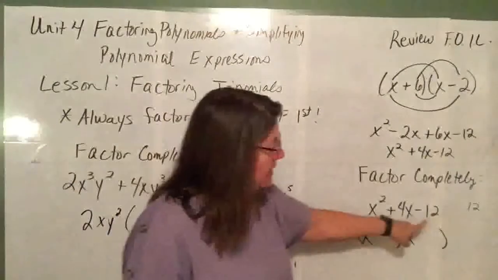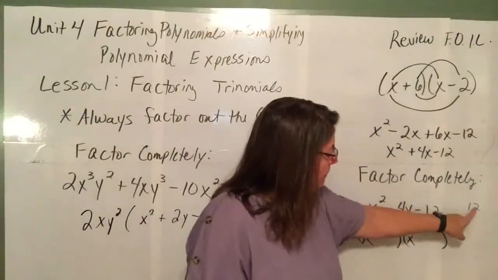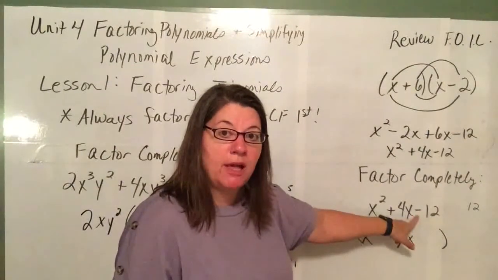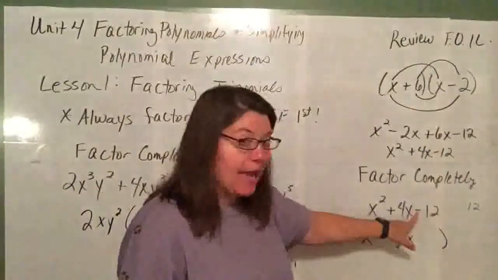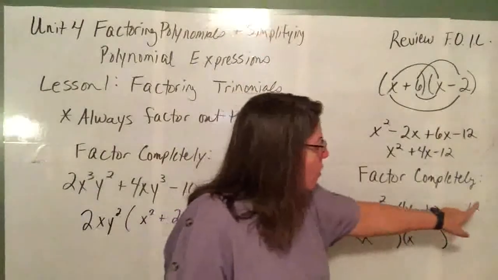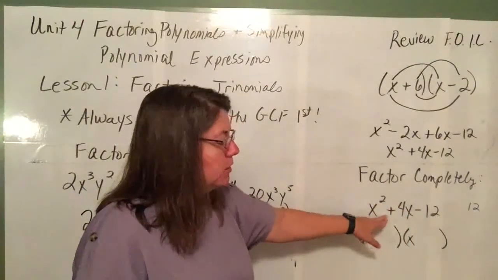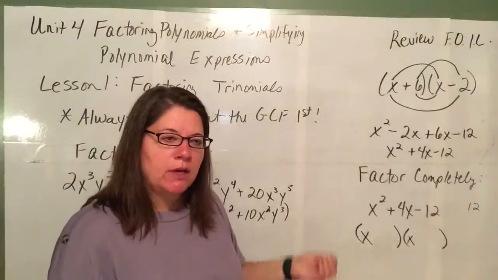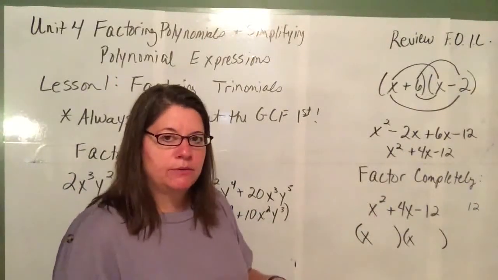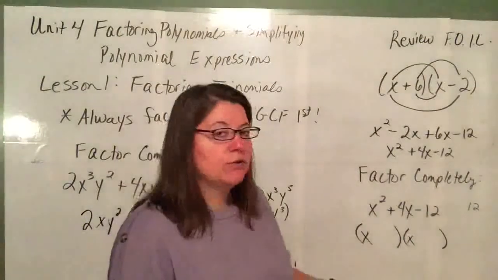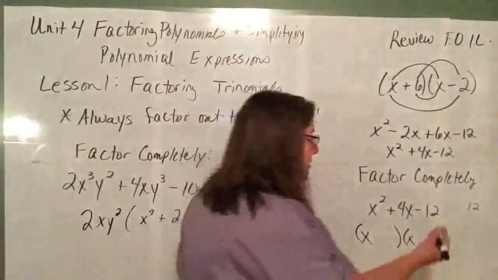Okay, see how I did that? Factors of 12 that subtract, whatever the sign is, that's what we're going to do. So if this had been a plus, we would say what factors of 12 would add. But now this is a minus. So what factors of 12 subtract to give me 4? The factors of 12 are 1 and 12, 2 and 6, 3 and 4. So which of those factors subtract to give you 4? That's 6 and 2.